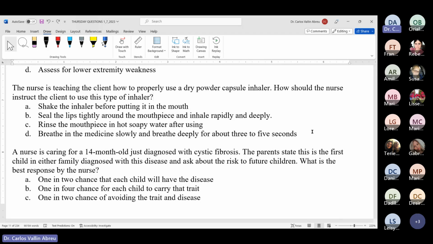Okay, what is the difference between the dry powder capsule inhaler versus the metered dose inhaler? The powder one you need to seal the mouthpiece and then you inhale. Okay, so this is the big difference.